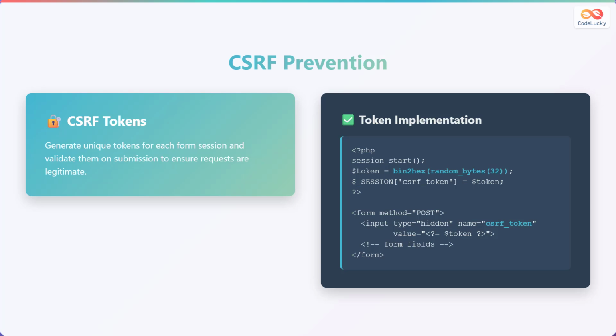Here's how to implement a CSRF token. First, start a PHP session. Then, generate a random token using bin2hex and random_bytes functions and store it in the session. In your form, include a hidden input field named csrf_token, with the generated token as its value.